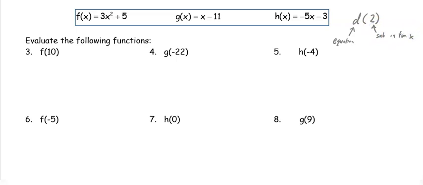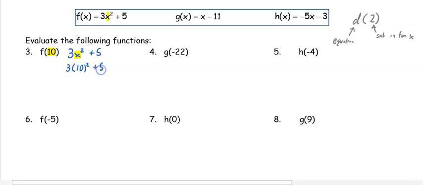So in number 3, we have f of 10, so we would take 10 and put it in for x in our f equation. So the f equation is 3x squared plus 5. We are going to put 10 in place of x. So when we do that, we get 3 times 10 squared plus 5. Then we use order of operations to evaluate. So 10 squared is 100, so we have 3 times 100 plus 5. 3 times 100 is 300, plus 5 would get us 305.